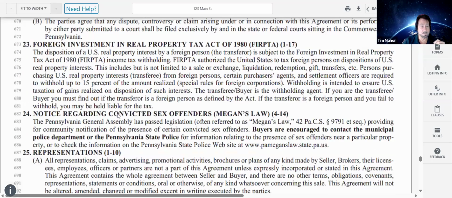If you're a foreigner buying the property, you have to prove that you are allowed to buy property in the United States. Now that's not something we do. That notice is put here, but that is something that the lender determines when they approve your buyer.